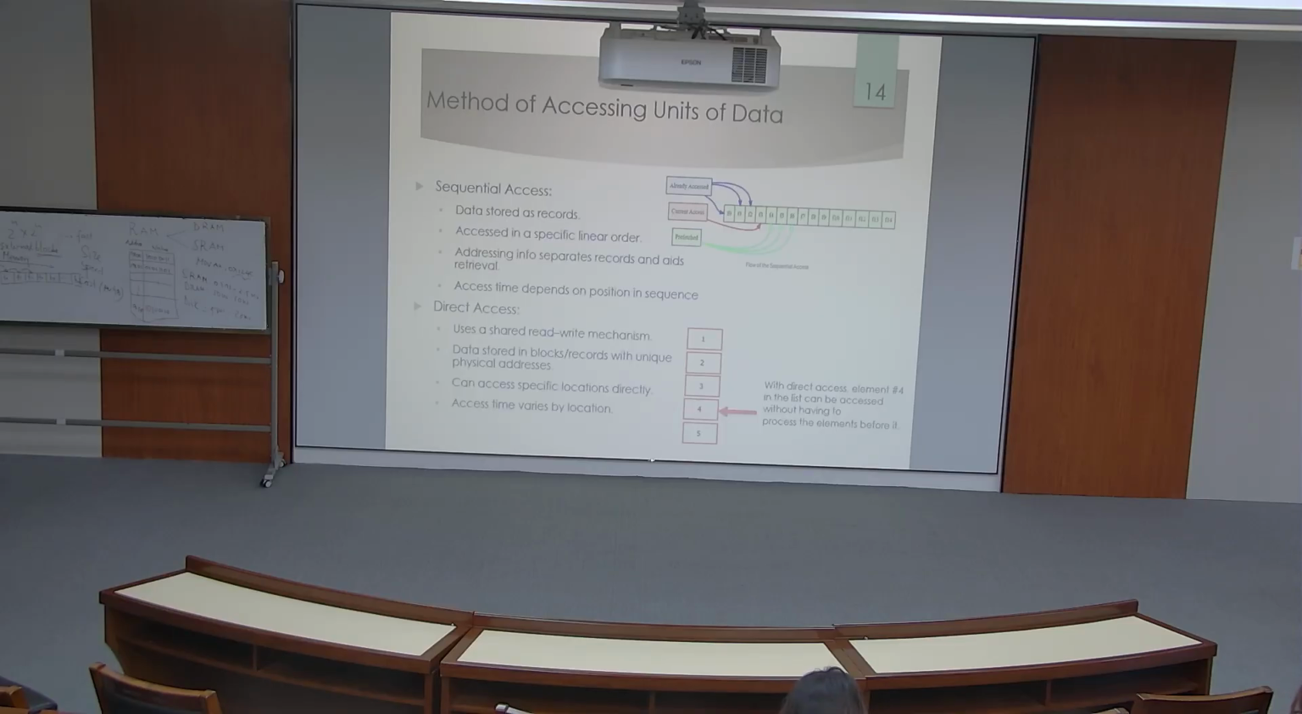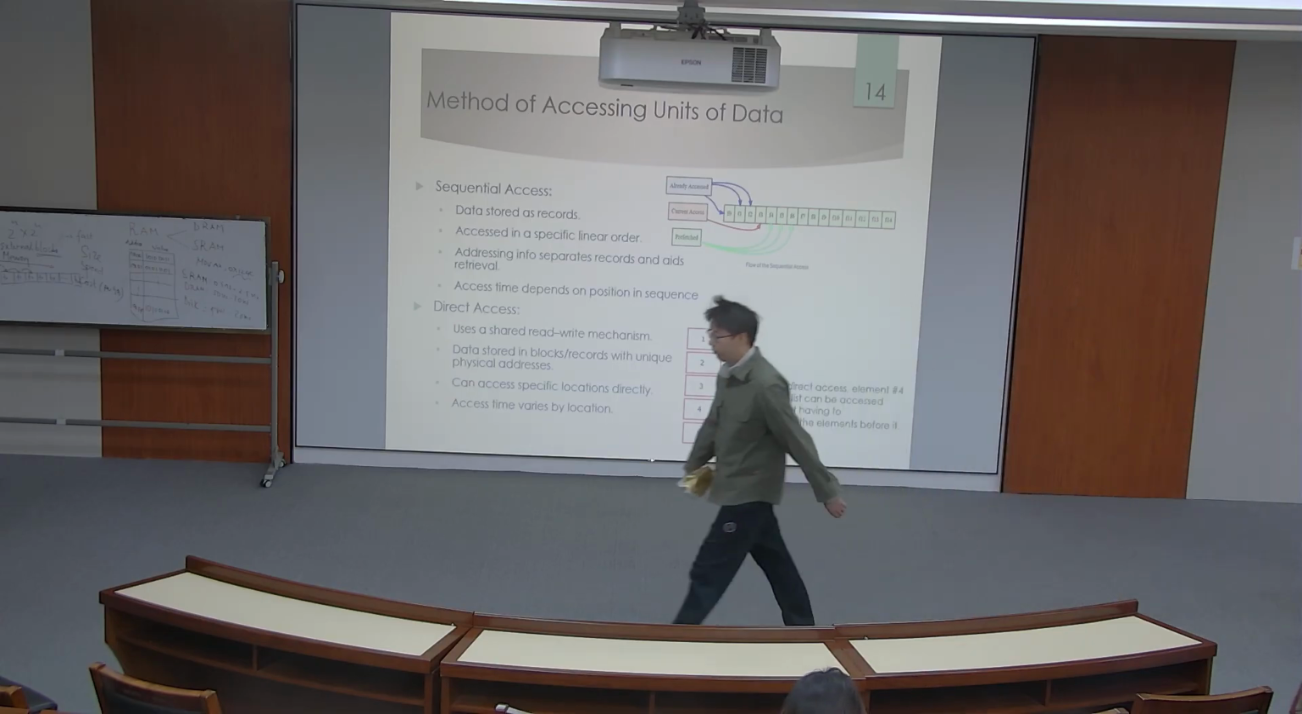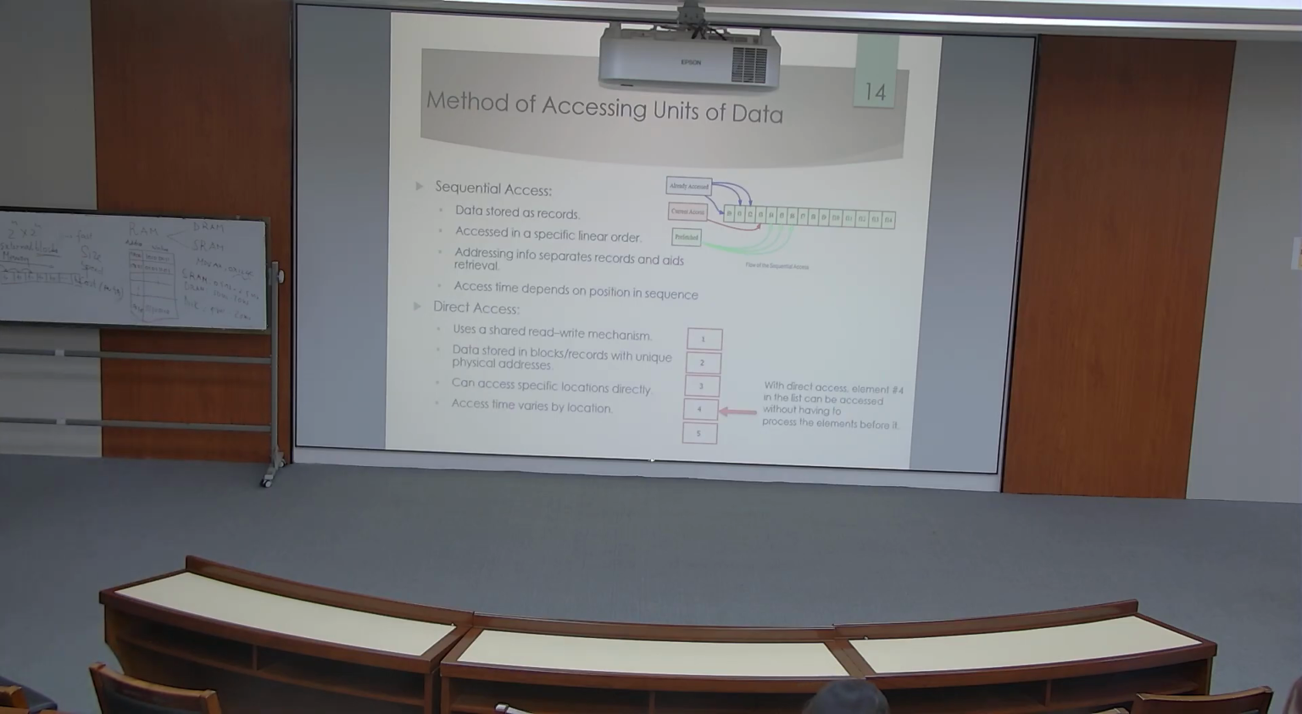Now, for direct access, we have to use a shared read-write mechanism which allows data to be stored in blocks or records with a unique physical address. We have to store data at a specific memory location, using a specific memory address. That means when the CPU wants to get access to the data, there is a way it can get access to a specific memory location without having to get access to the previous memory addresses.